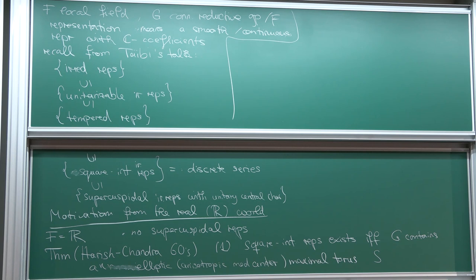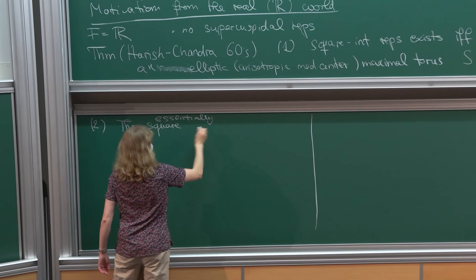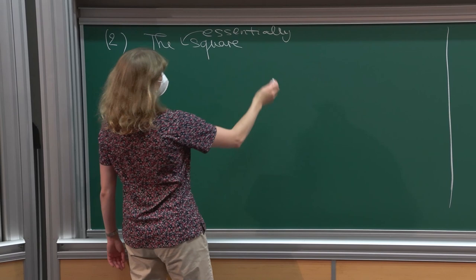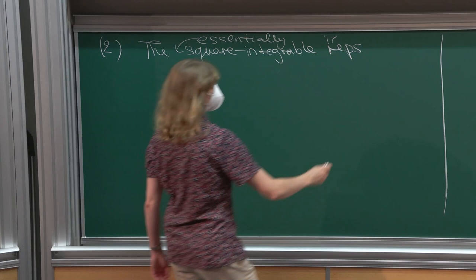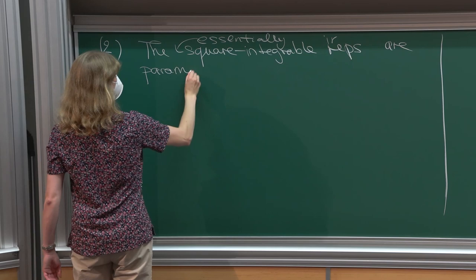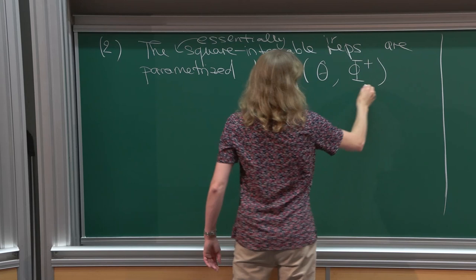So the square integrable, or essentially square integrable representations, where essentially means up to twist by a character to make the character unitary. Throughout, I talk about irreducible representations. They are parameterized by the following data. It's a pair consisting of theta, a character, and phi plus, a choice of positive roots.